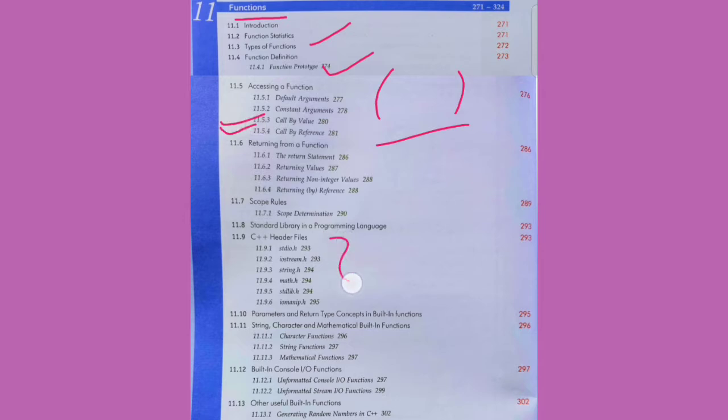Then we will go through the header files, like what different header files are needed. For example, math.h is needed basically for mathematical calculation, for example, addition, subtraction, multiplication, like that. Then string is basically used for statements or sentences. Similarly we will go through string functions, character functions, and also random number generation. We will study all these function types and their importance in this chapter.